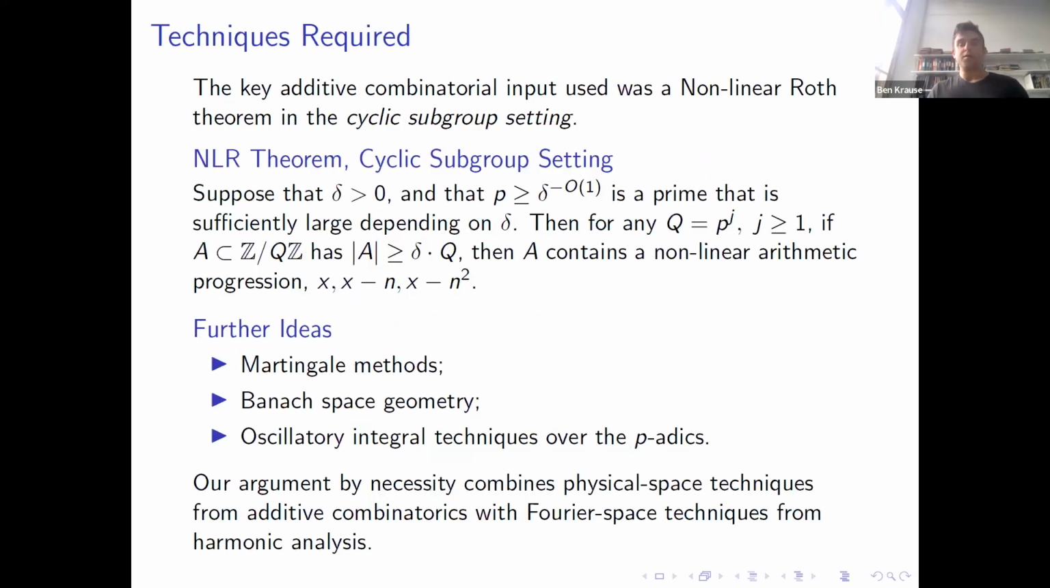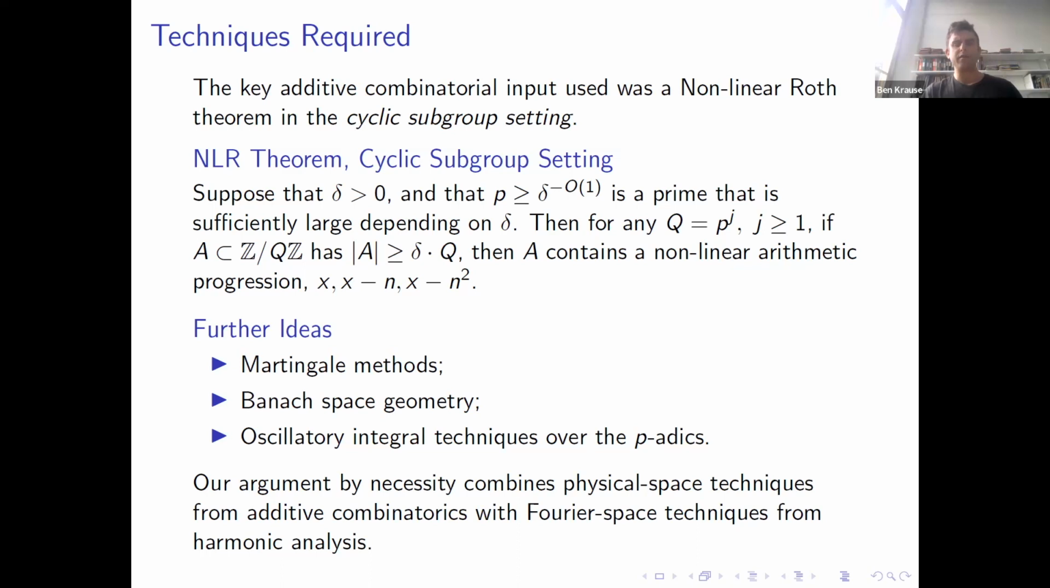So there was some new additive combinatorial input that we needed beyond the three pieces of previous ingredients. And this is a nonlinear Roth theorem in the cyclic subgroup setting. So the statement is as follows. Suppose that delta is positive, that P is a pretty big prime, and that Q is a power of P. Then whenever A is a subset of Z mod Q, which has relative density bigger than this delta, then A necessarily contains a nonlinear 3AP, x, x minus n squared. So this was the new additive combinatorial ingredient that we needed to prove this oscillation estimate.